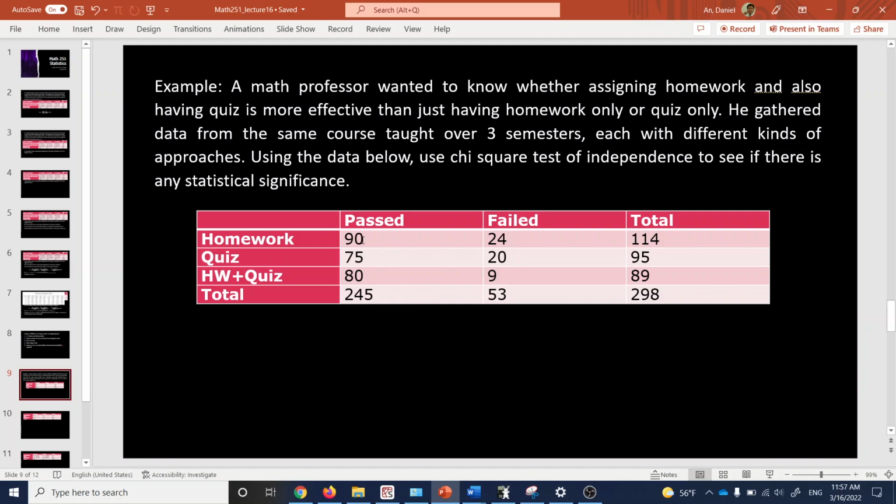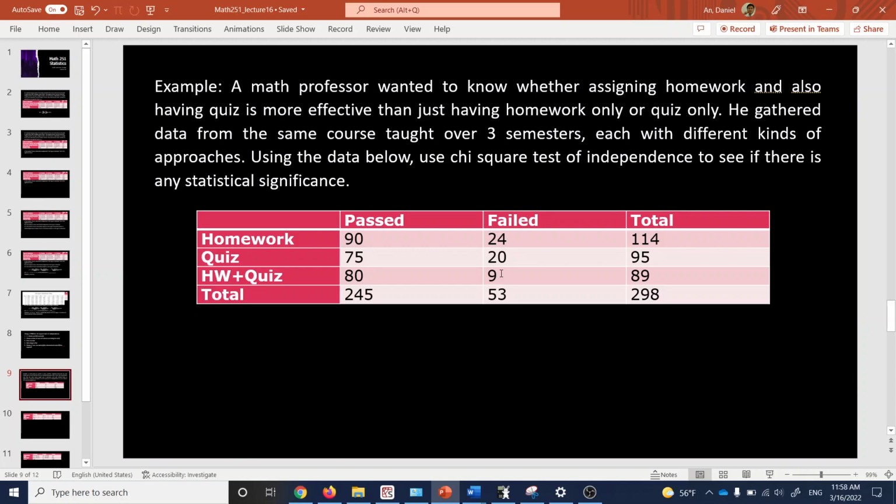So when we just had the homework, out of 114 students who took the class, 90 passed and 24 failed. And when it was just a quiz, out of 95, 75 passed and 20 failed. So you can kind of see that maybe the homework only is slightly better. I don't know. But then in the semester when the professor used both homework and quiz, about the same number of people passed because there were fewer people taking the course, but you see like half the people failing. So that seems to say something.